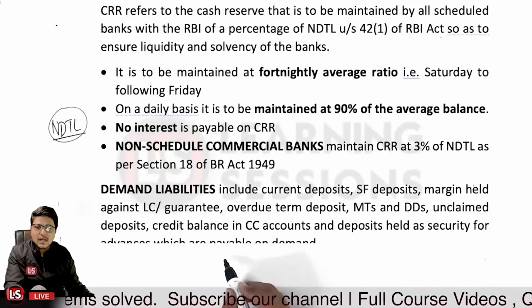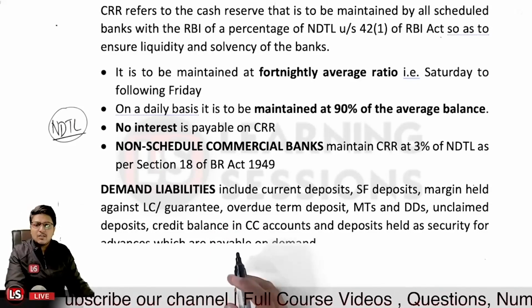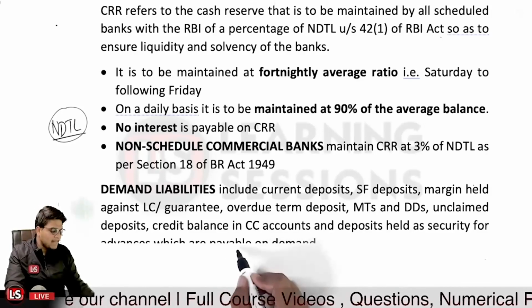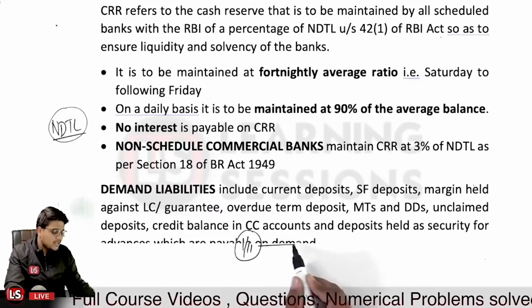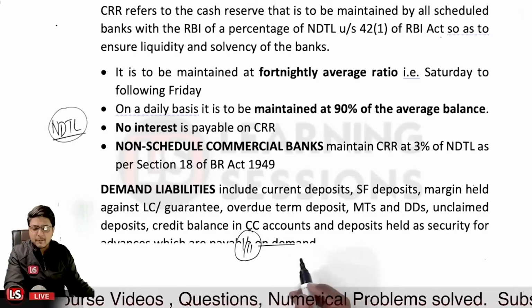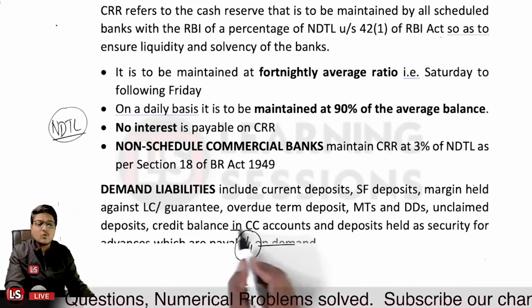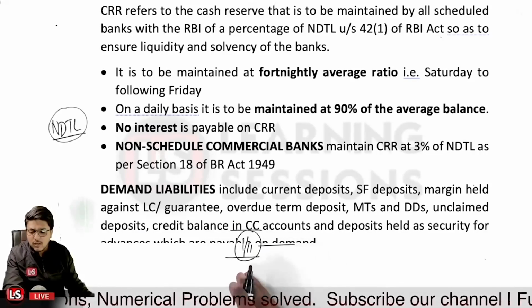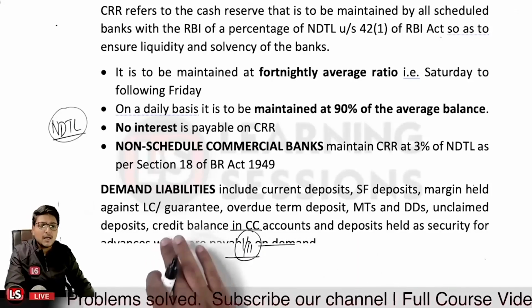So let us take the case that your FDR is going to mature on 1st of November. Now you have not renewed this particular FDR. In that case, you can withdraw this amount of the FDR, whether it was a term deposit, but now you can withdraw this amount on demand. So that is also covered under demand liabilities.